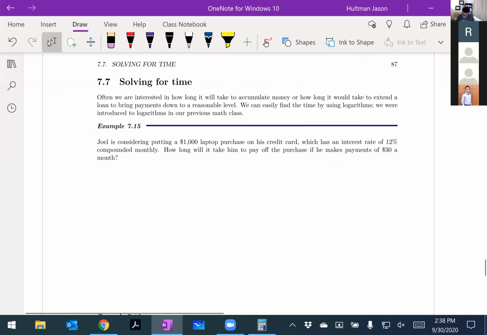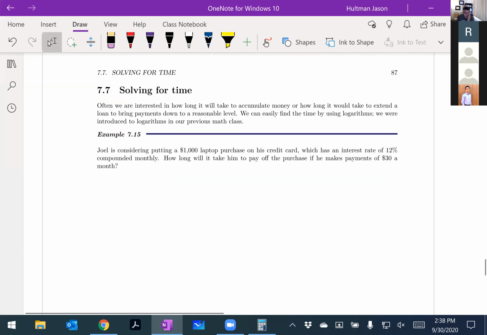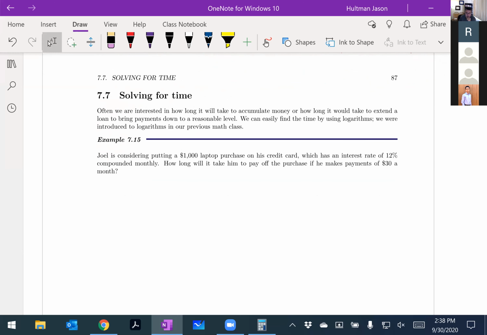Okay, 7.7, solving for time. How can we solve for time in this case? Well, let's look at an example here. Joel is considering putting a $1,000 laptop purchase on his credit card, which has an interest rate of 12% compounded monthly. How long will it take him to pay off the purchase if he makes payments of $30 a month?